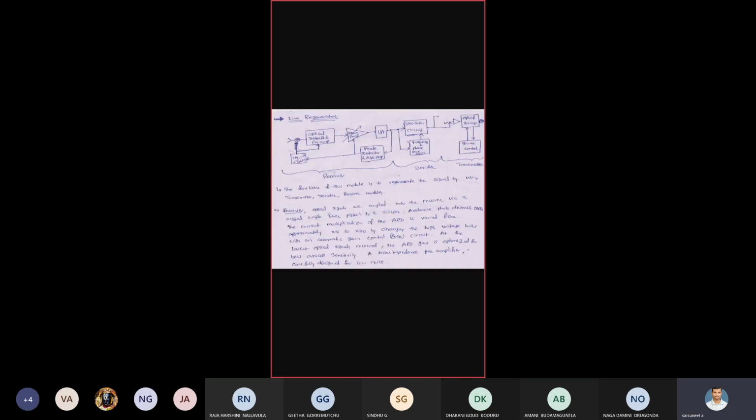Just see this figure of a line regenerator. The line regenerator first receives the signal, then decides the signal, and again transmits. In the first block, we first receive the optical signal and convert it from optical to electrical. In this optical detector stage, we are using an avalanche photodiode. What is meant by avalanche photodiode?